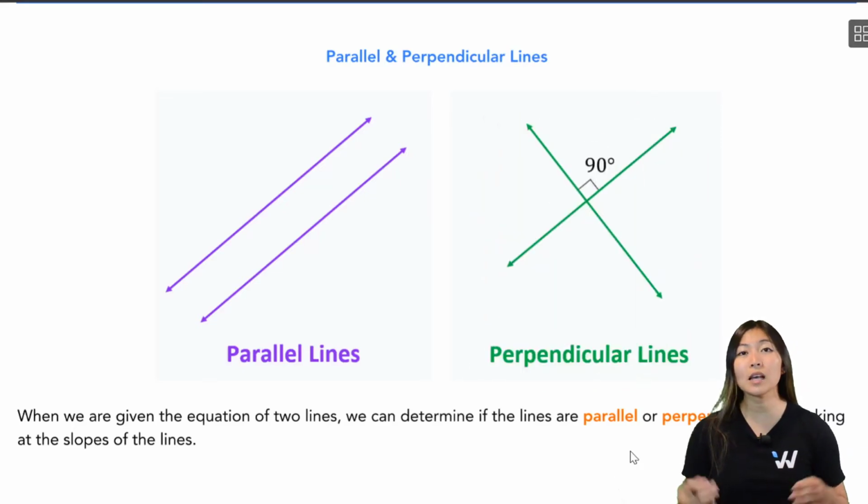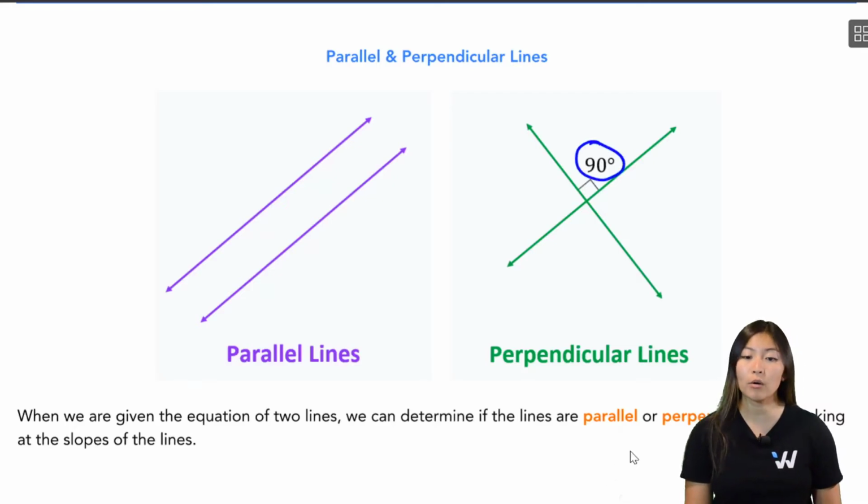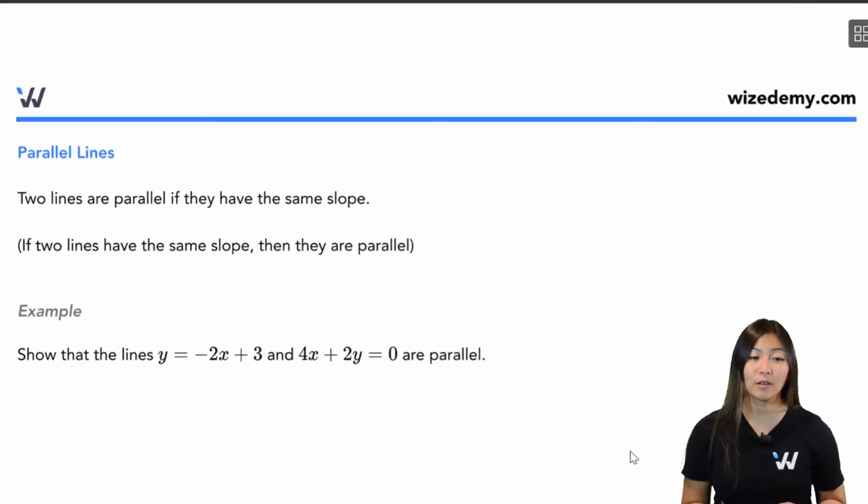Perpendicular lines are the ones that cross at a 90-degree angle. So it crosses at a corner. All right, so when we are given the equation of two lines, we can figure out if these lines are parallel or if they're perpendicular by looking at the slopes of the lines. Let's start with parallel lines.